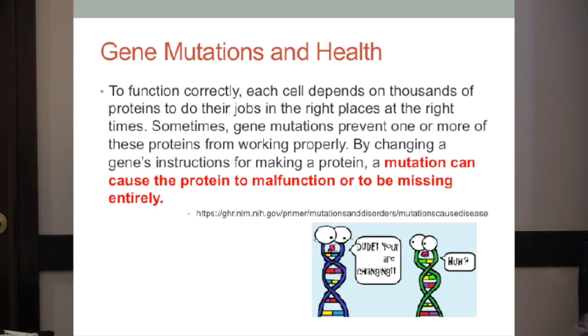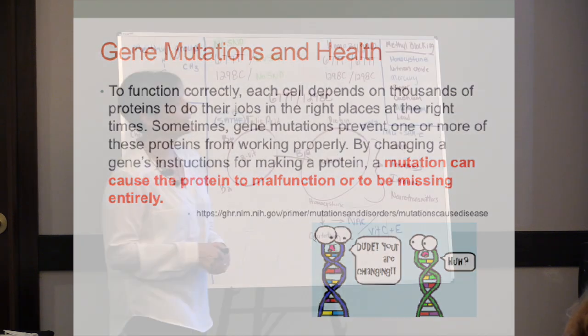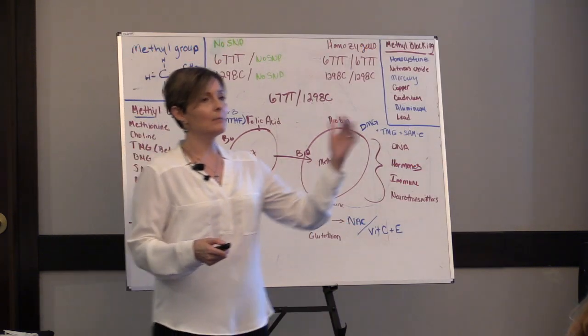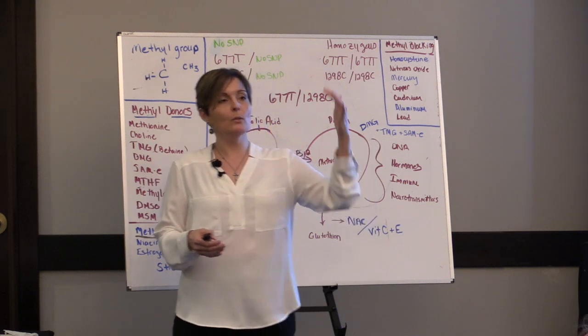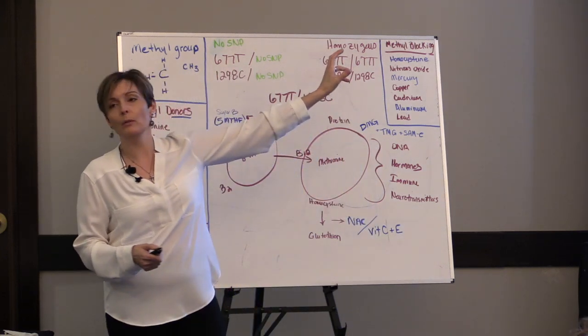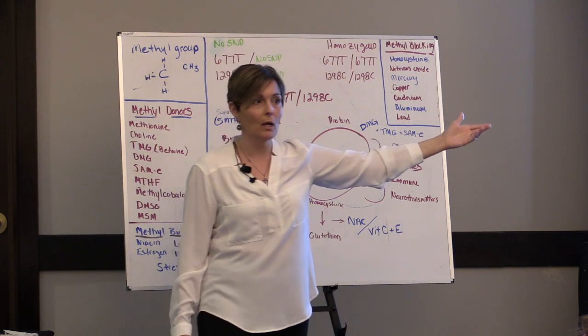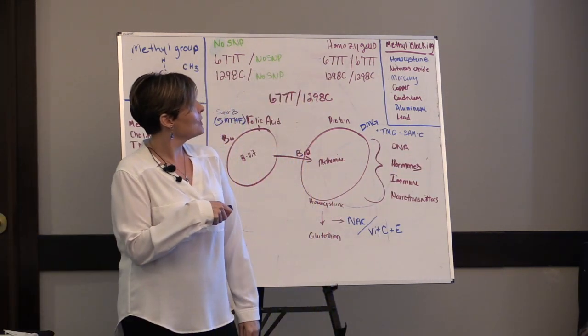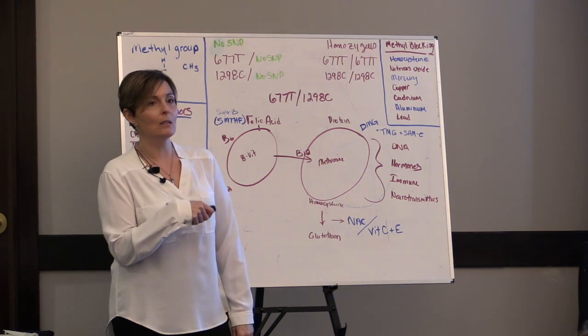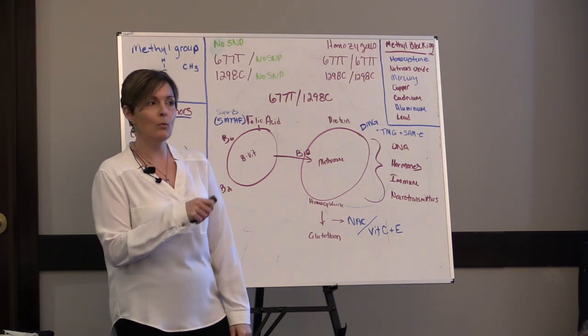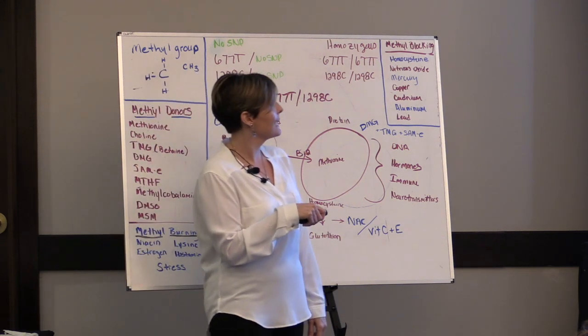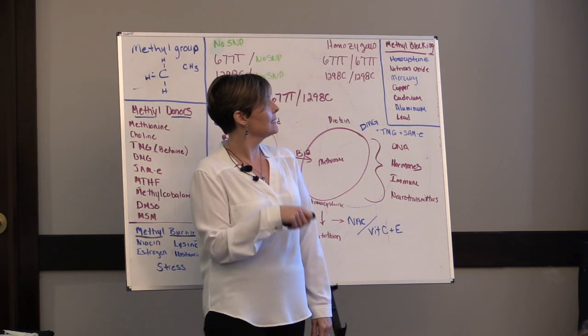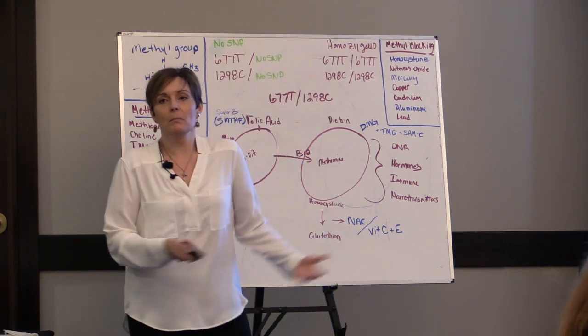Each cell depends on thousands of proteins to do the job. Sometimes gene mutations prevent one or more of these proteins from working. So remember how I said the MTHFR gene codes the enzymes that actually build the proteins that talk to the body and tell them to do things. So when this happens, they're changing the gene's instructions for making the protein. They're changing the code of what actually should be done to what actually is happening. So a mutation can cause the protein to malfunction or just be missing completely.